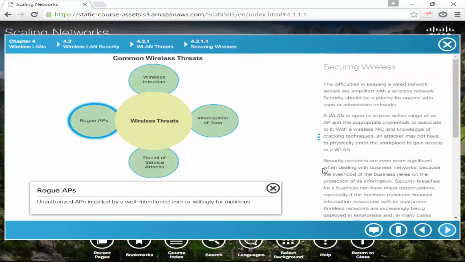Alright, so wireless threats. Rogue APs, which are unauthorized access points, intentional or willingly used, so they can be either malicious or not.